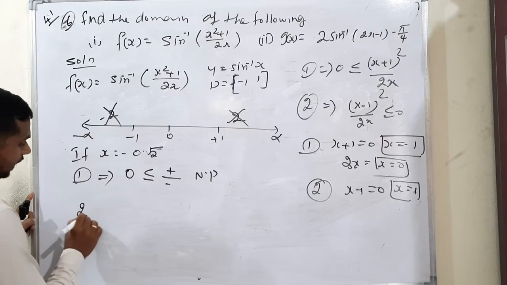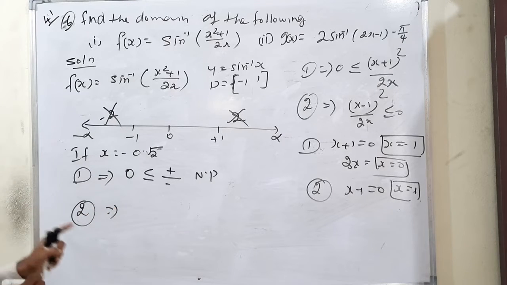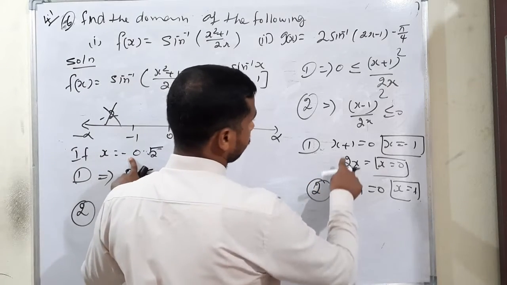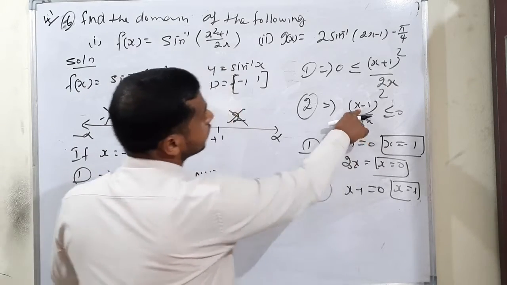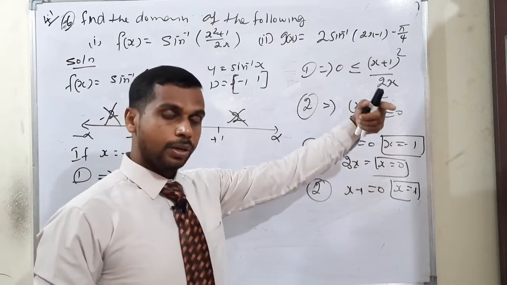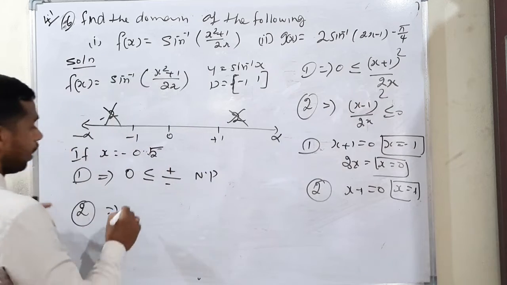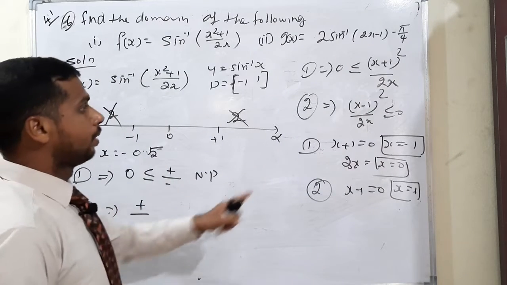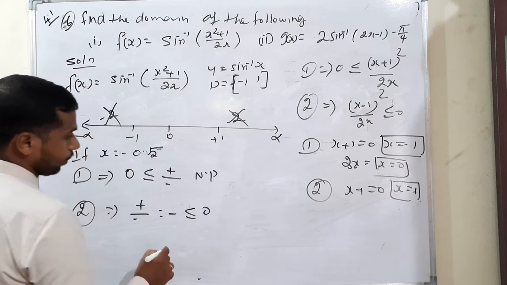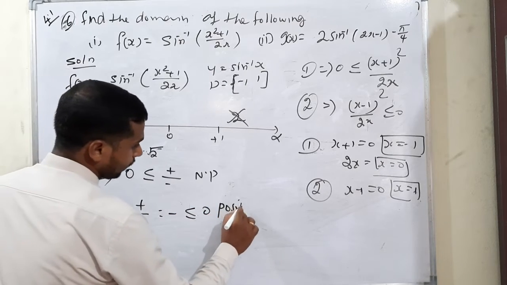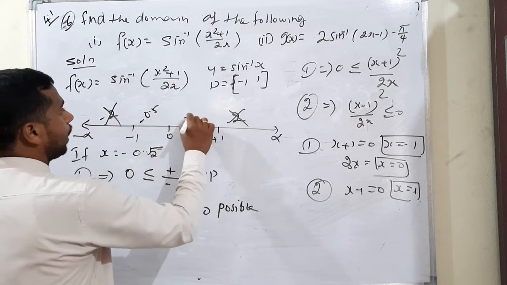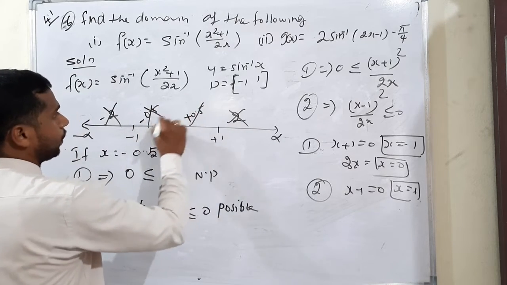So now case number 2, what will happen? Case number 2 is possible. Why? The negative 0.5 is there. Minus 0.5 minus 1 means minus 1.5, the whole square is positive, divided by the denominator which is negative. So we can say negative less than or equal to 0. This case is possible. But the first case is not possible now. That's why we can say negative 0.5 and positive 0.5 are also not possible.